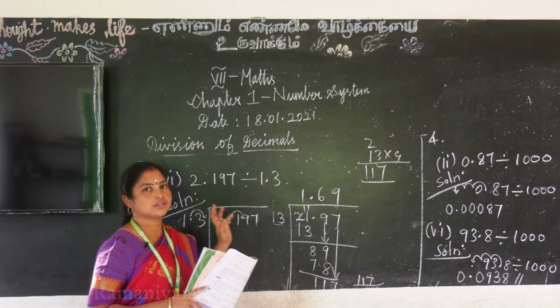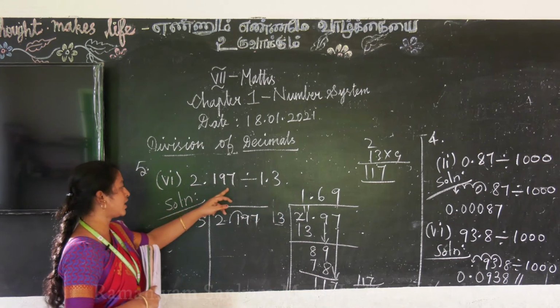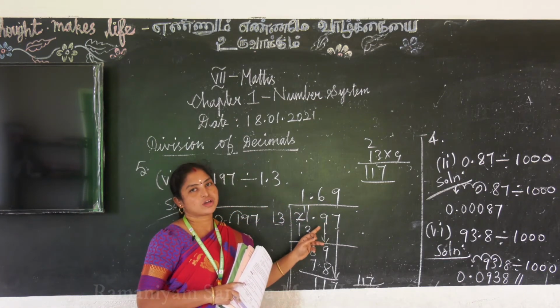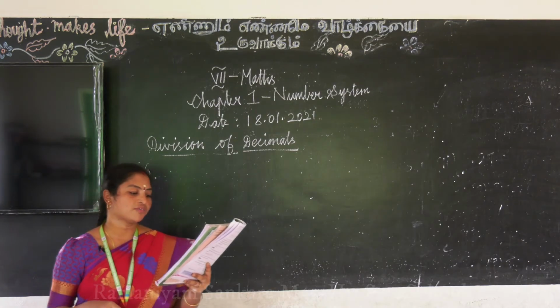1.69 is the quotient. So when we divide 2.197 by 1.3, we get 1.69 as the quotient and 0 as the remainder. Next, the sixth one, a word problem.